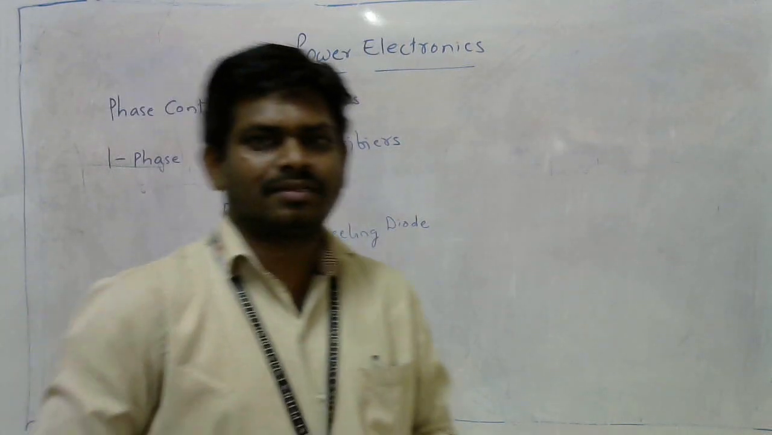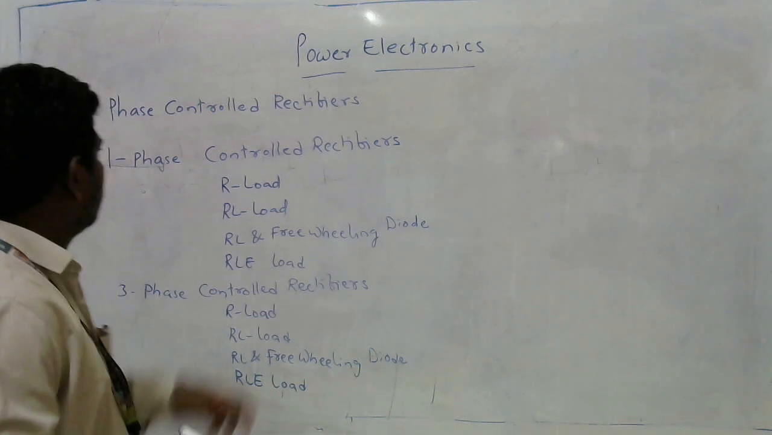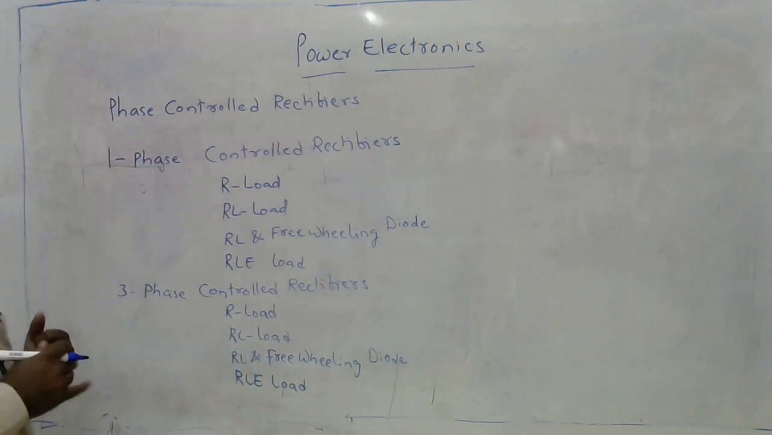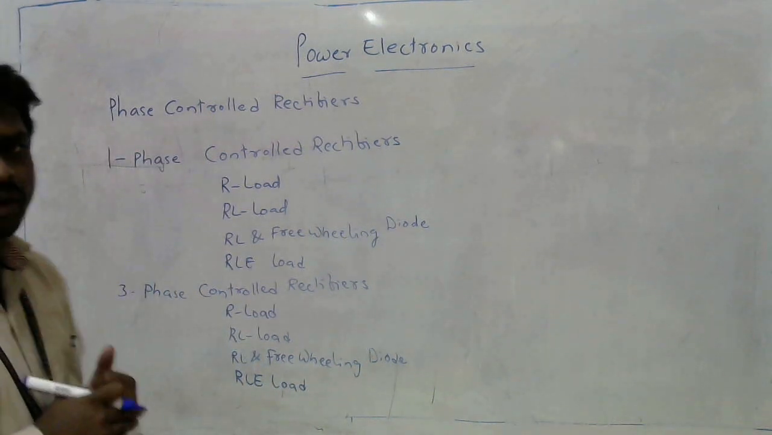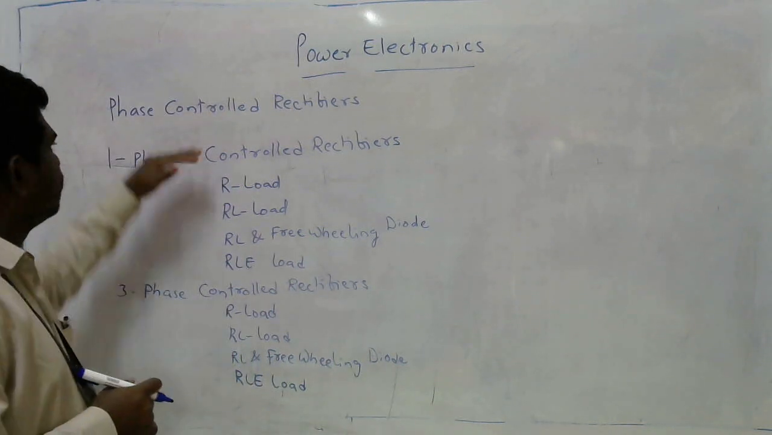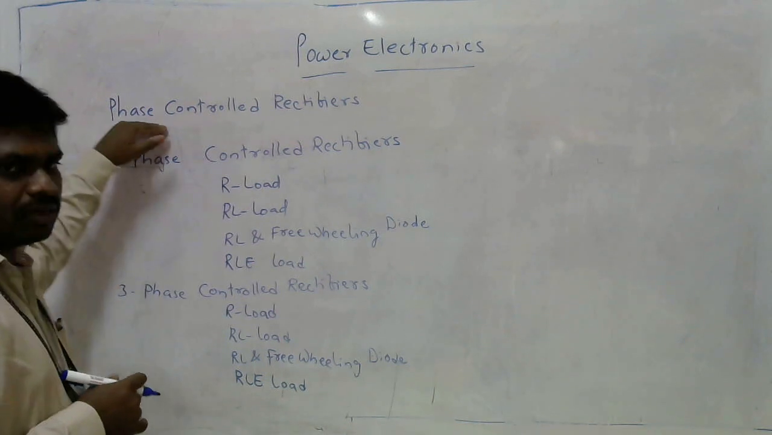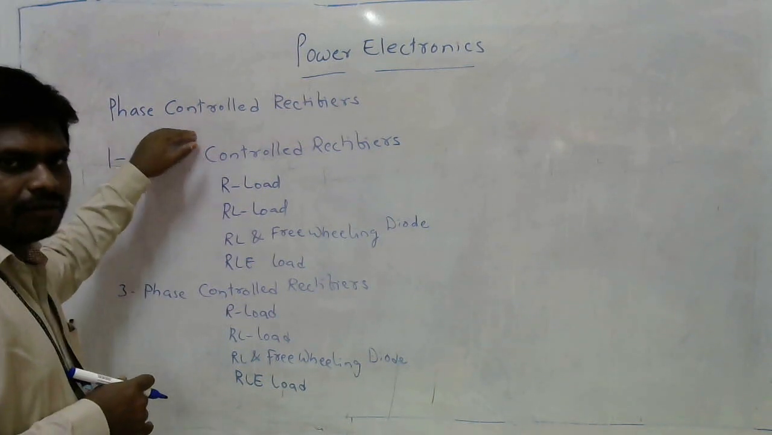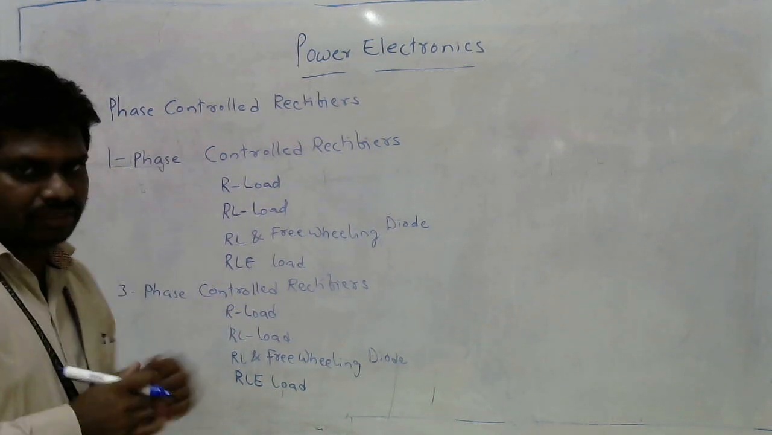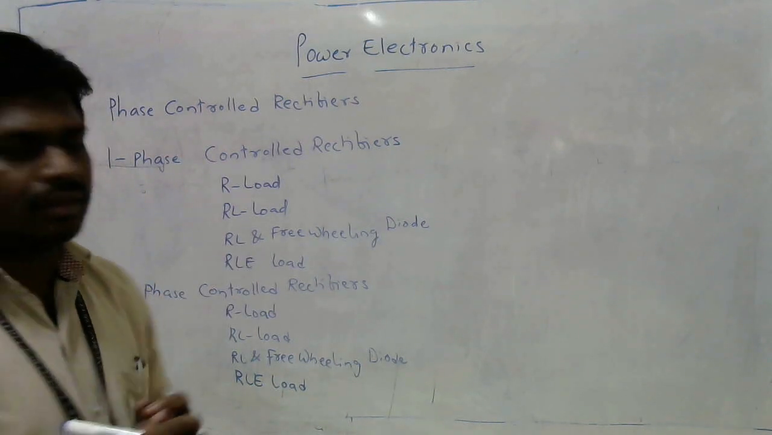In this video, I'm going to explain phase control rectifiers. This is the second unit in the power electronics course. And the contents of the second unit: first we'll see phase control rectifiers, and after that, dual converters. So two main topics are there.